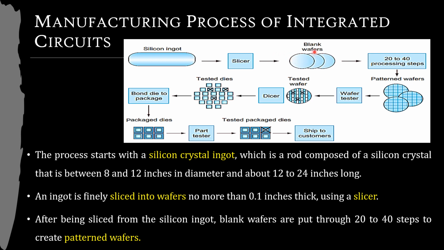After being sliced from the silicon ingot, these blank wafers go through 20 to 40 processing steps to create patterned wafers.